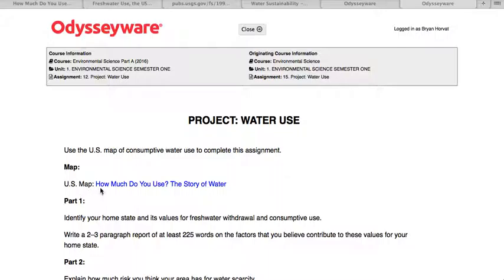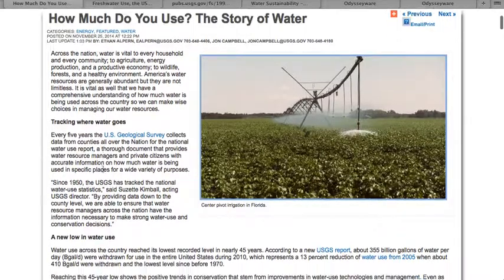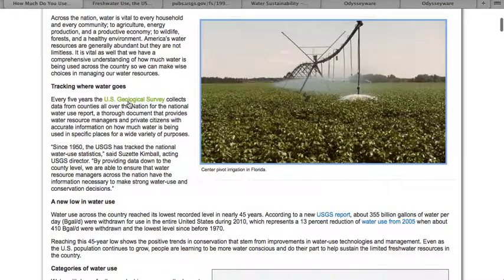When you click this link right here, the story of water, it's going to take you to this page. And this page has a whole bunch of information on it about how much water you use. It talks about the story of water. It talks about tracking where your water goes. Here's a hyperlink to the United States Geological Survey, which I'll pull up in a few minutes to talk to you about that.